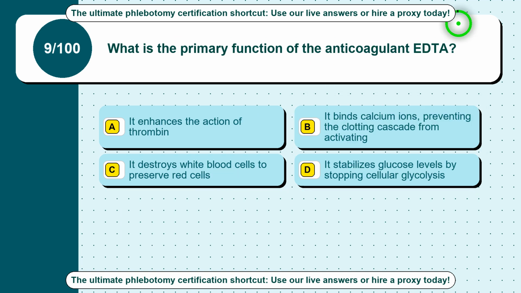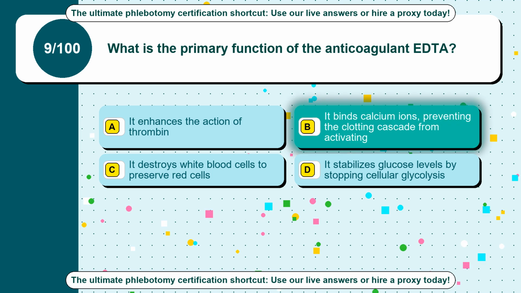Question 9. What is the primary function of the anticoagulant EDTA? Option A. It enhances the action of thrombin. Option B. It binds calcium ions, preventing the clotting cascade from activating. Option C. It destroys white blood cells to preserve red cells. Option D. It stabilizes glucose levels by stopping cellular glycolysis.